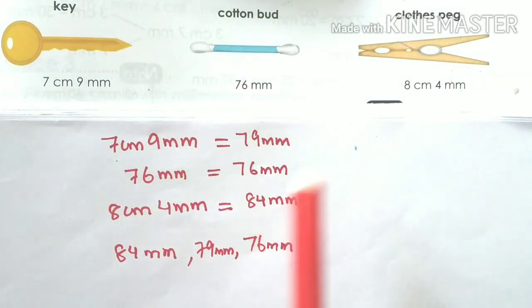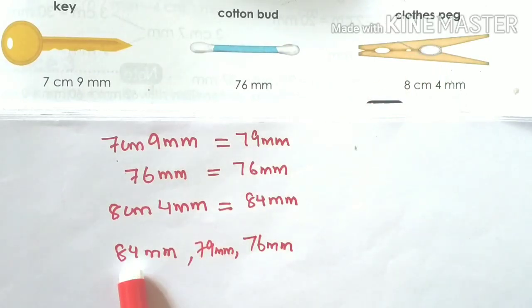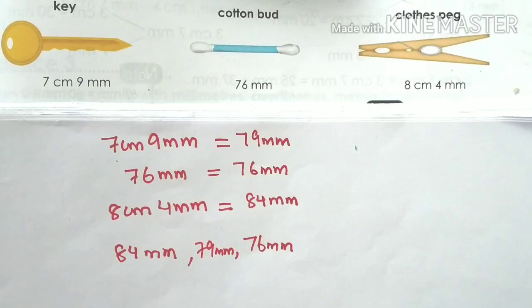So students, the length of the clothes peg is the longest and then we have the length of the key and then the length of the cotton bud is the shortest. So students, this is how we compare lengths in centimeters and millimeters.